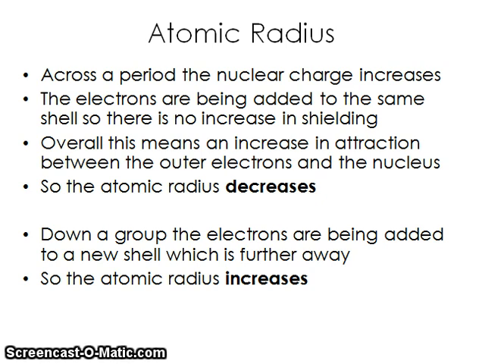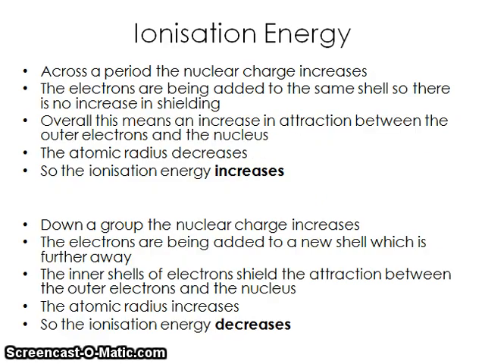If you go down a group, we can contrast this with going down a group. When you go down a group, the electrons are being added to a new shell which is further away. So the atomic radius is going to increase. Going down a group, the atomic radius is going to increase. Going across a period, the atomic radius is going to decrease. So all we need to worry about now is the ionization energy.